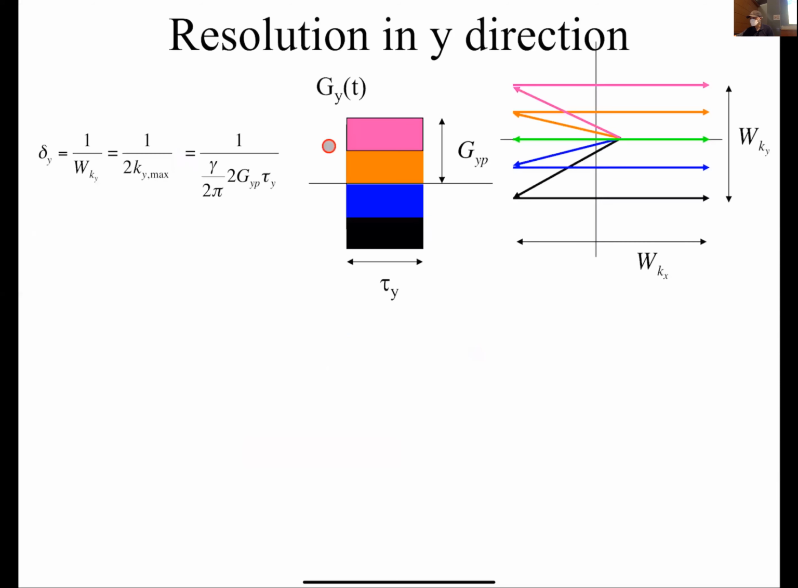Now let's look at the resolution in the y direction. This is talking about how far out we need to go in k-space. The delta y is going to determine the extent in ky, which is 2 times ky max. You can write that as gamma over 2 pi, 2 times GYP tau y. So what is GYP? GYP is the largest gradient you're going to play out in, say, the positive direction. If you play out this gradient, it's going to take you out to ky max. Similarly, if I played out the gradient in the opposite direction, it would take me to minus ky max.